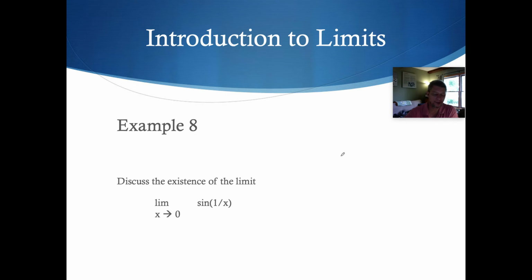Same kind of scenario in this particular case. You're asked to discuss the existence of the limit as x approaches zero of the sine of 1/x, right? Again, get out your calculator and graph this function, and you'll find that it gives you a sine curve, right? It's the sine function, up and down and up and down and up and down. But as the value of x gets smaller and smaller as you approach zero from the right, and as the value of x gets bigger as you approach zero from the left, the value bounces up and down and up and down.